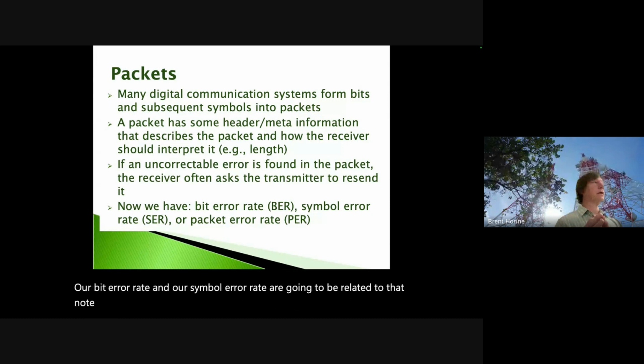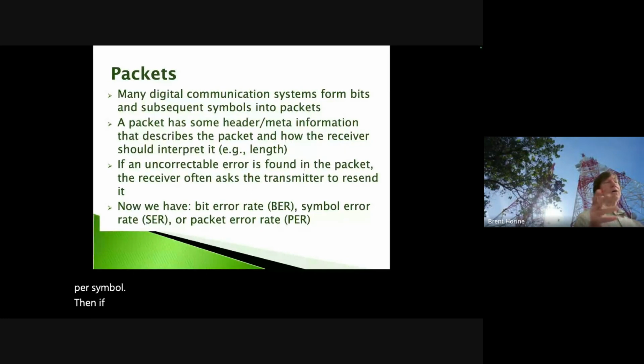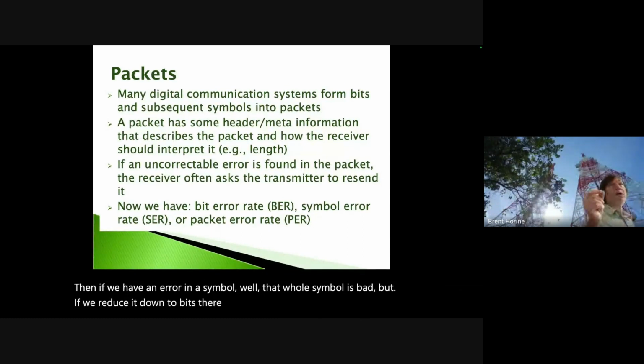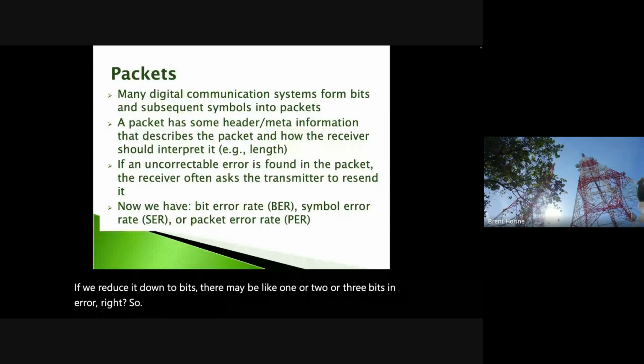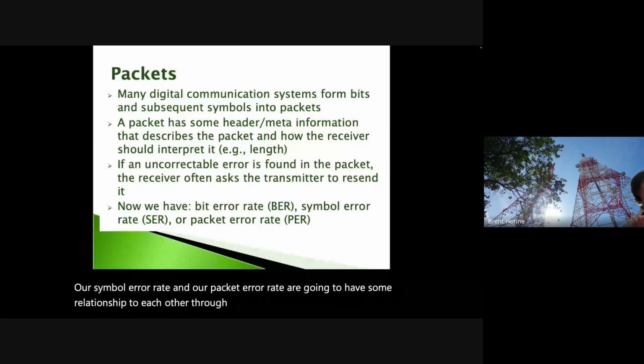Note that if you have, let's say, K equal to 3, so we have 3 bits per symbol, then if we have an error in a symbol, well, that whole symbol is bad. But if we reduce it down to bits, there may be 1 or 2 or 3 bits in error, right? So our symbol error rate and our bit error rate are going to have some relationship to each other through that K value. But now we can also talk about a packet error rate.